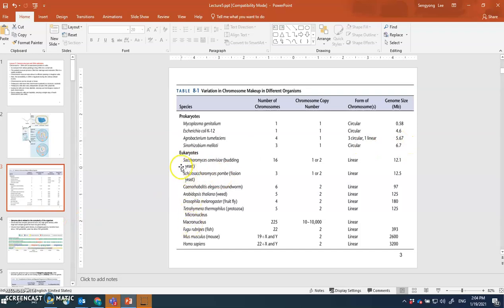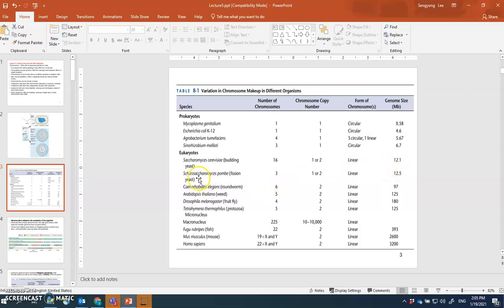And eukaryotic cells, starting from fungi, yeast, Saccharomyces cerevisiae, that's baker's yeast, budding yeast. They have 16 chromosomes, a lot more than prokaryotic cells, and they may have 1 or 2 copies. The reason is that yeast cells can exist as either haploid or diploid because they can fuse between 2 cells. When they fuse, they become diploid cells. So that's why it's 1 or 2 copies. The chromosomes are linear instead of circular, much larger, 12.1 megabase pair.